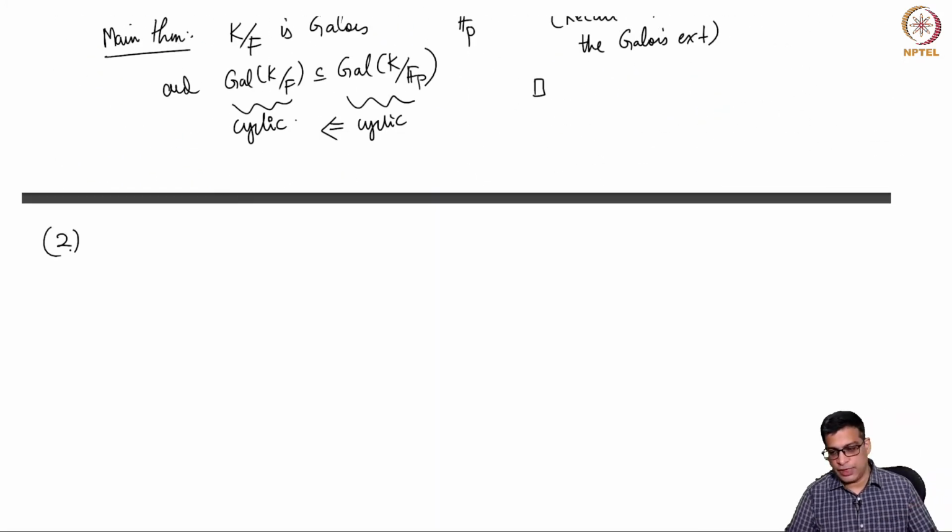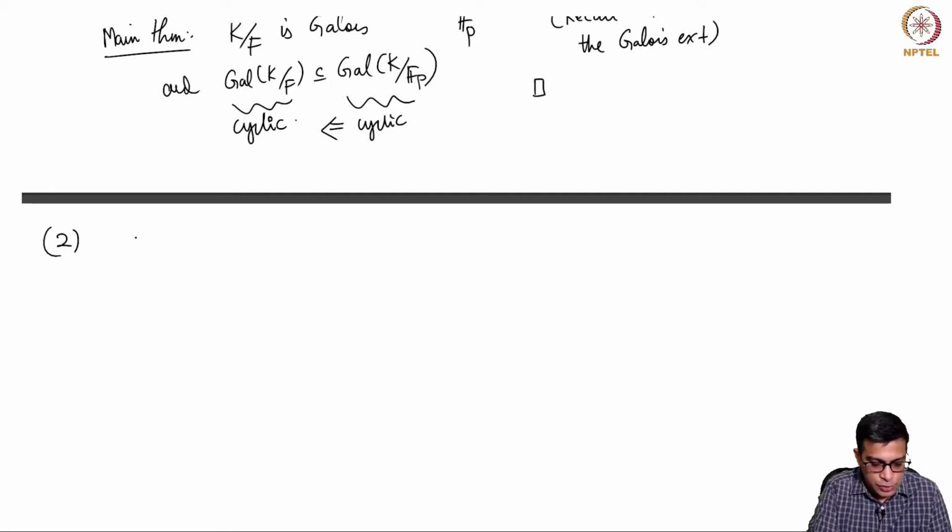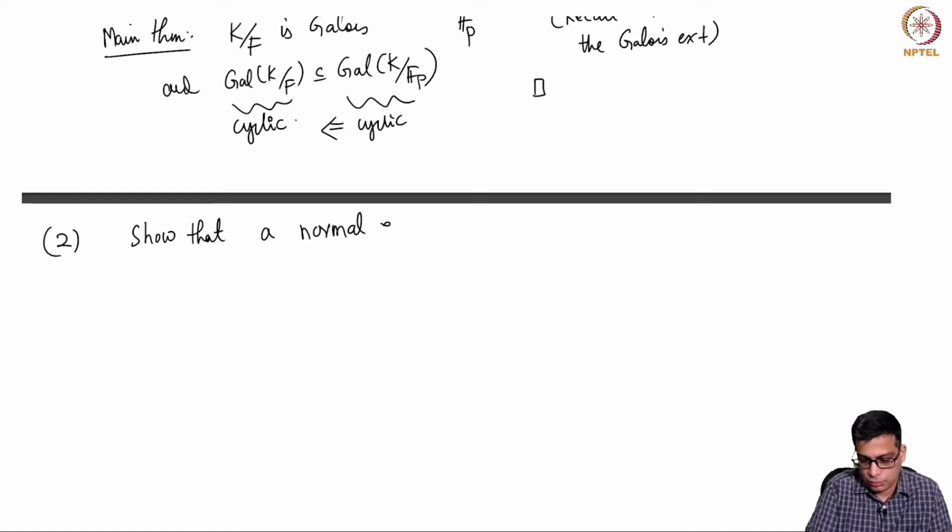Okay, so this first problem and now the second problem are not new to you. I have sort of mentioned them before, but I wanted to explicitly talk about them once more. So, show that a normal extension need not be Galois.